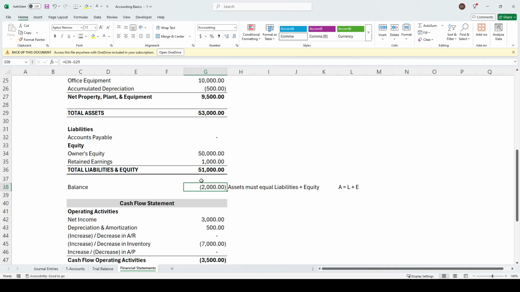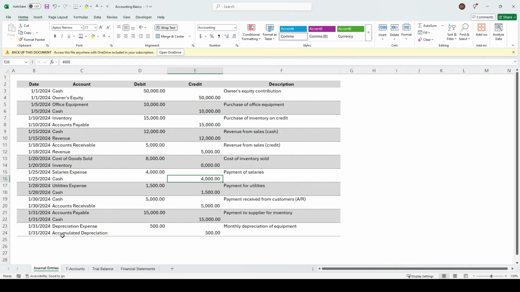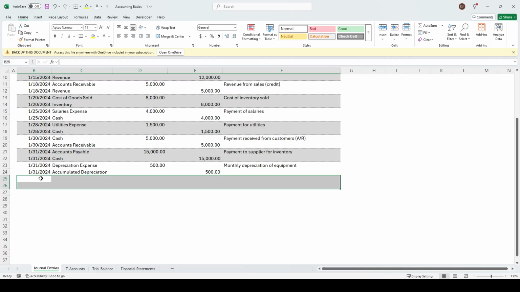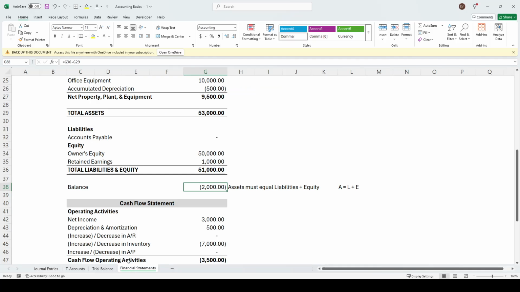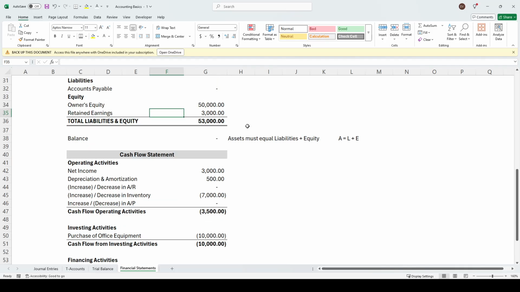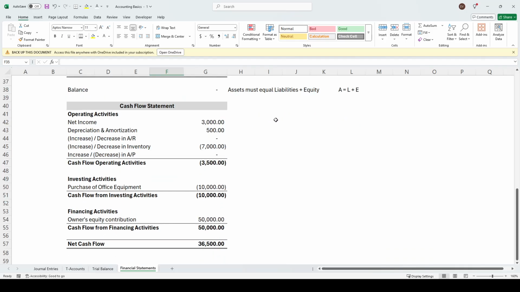So what I have to do is go back to the journal entries, record a transaction or an entry for the distribution to be able to balance out the balance sheet. So let's just change this back to the original amount. Okay. All right. So now that we have our balance sheet, we can now build out our cash flow statement.